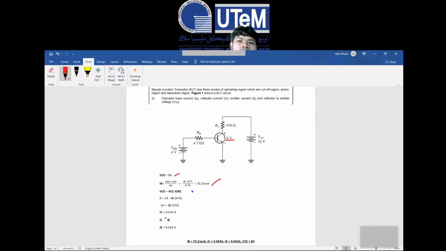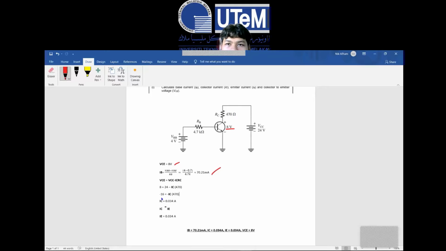To get IC, the equation is VCE equal to VCC minus IC times RC. The value for VCE is 8 volt, VCC is 24 volt, and RC is 470 ohm. When we rearrange the equation, we get the final value for IC is 0.034 ampere. Next, to find IE, the value for IE is approximately similar to IC, which is also 0.034 ampere.